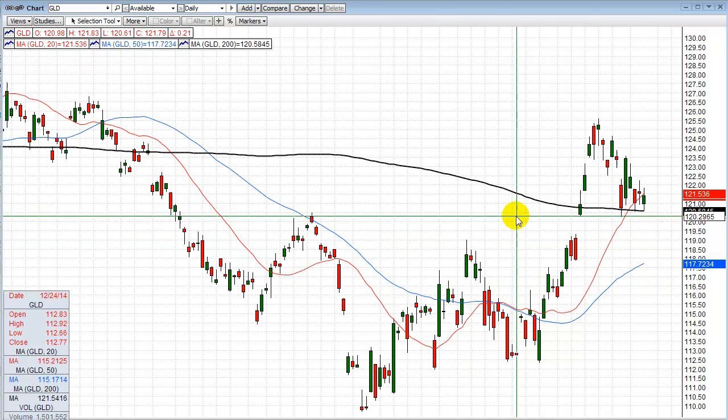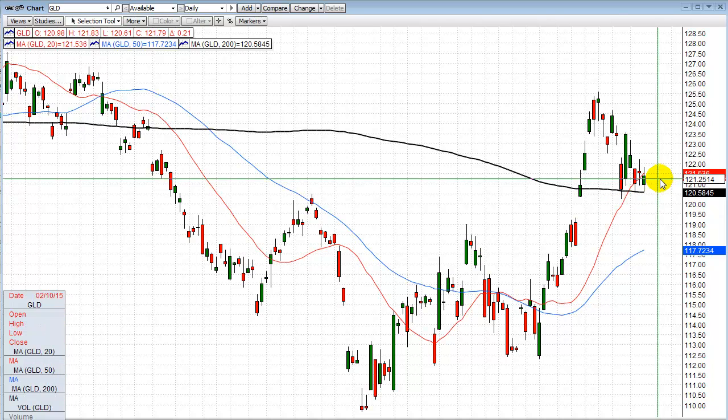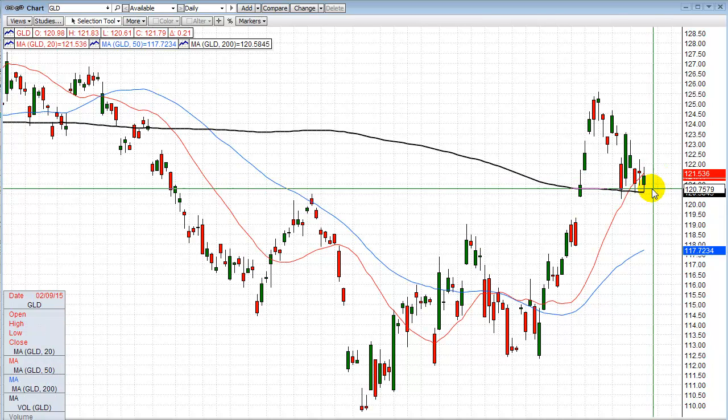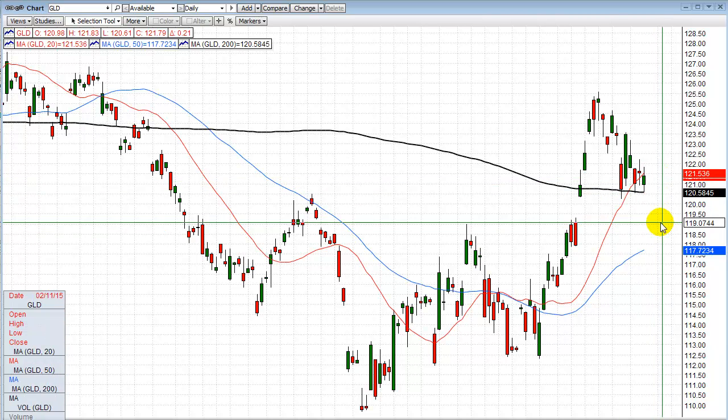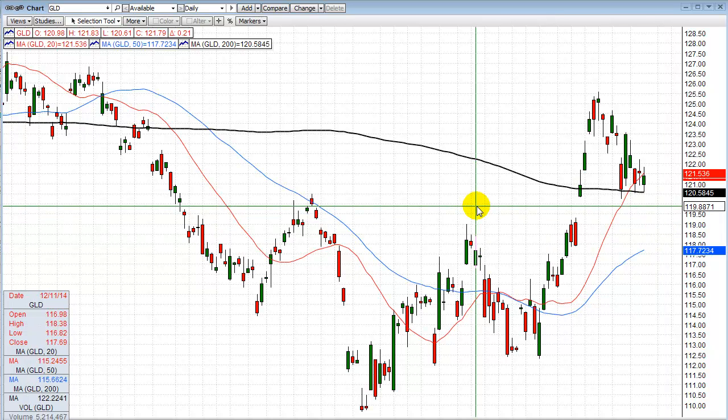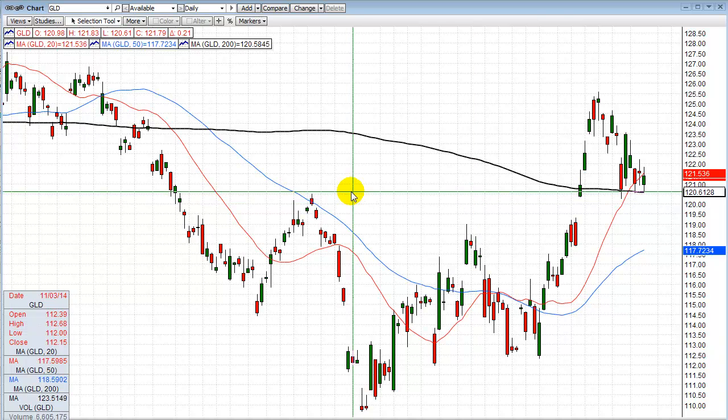It's kind of in no man's land. I don't have a definitive direction. In fact, I would like to see more downside. I'd like to see this gap filled, because I think that would be a buy area. But right now, there's nothing going on in the price of gold, nothing definitive that tells me there's enough of a probability to take a directional trade one way or the other. So sometimes the best trade is a no trade.